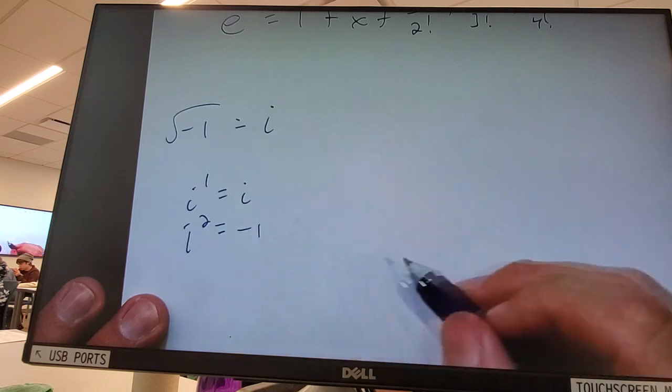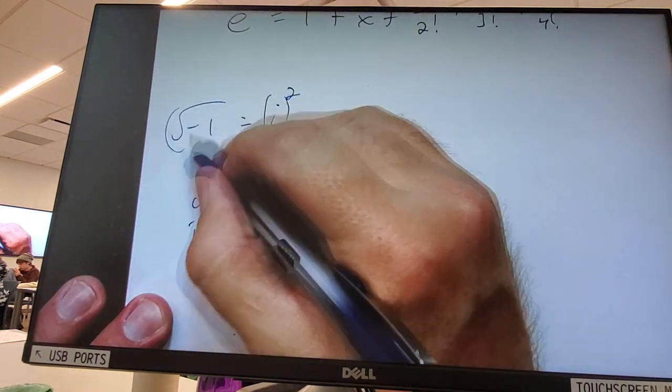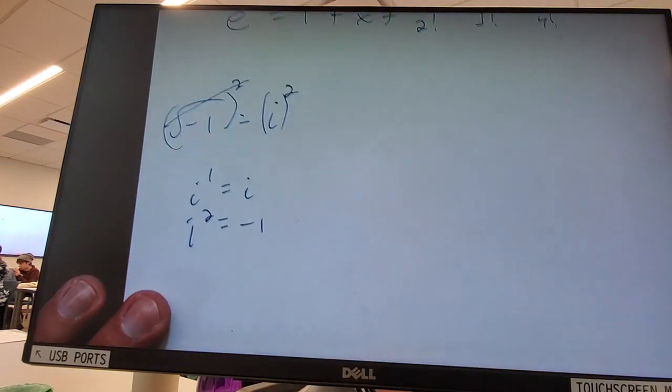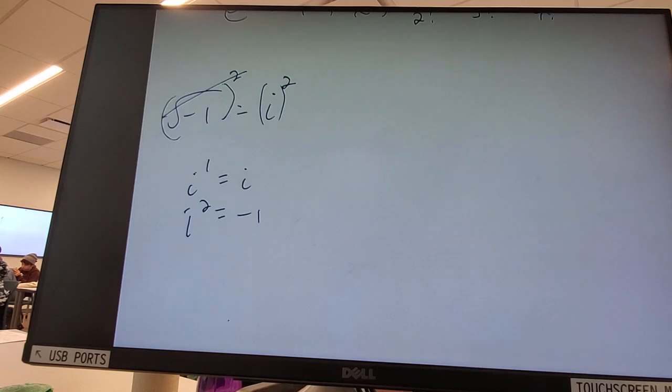i squared is negative 1. When you square it, it gives negative 1. Imaginary numbers are the first numbers where if you square one of them, you will get a negative number. You guys with me? Okay.